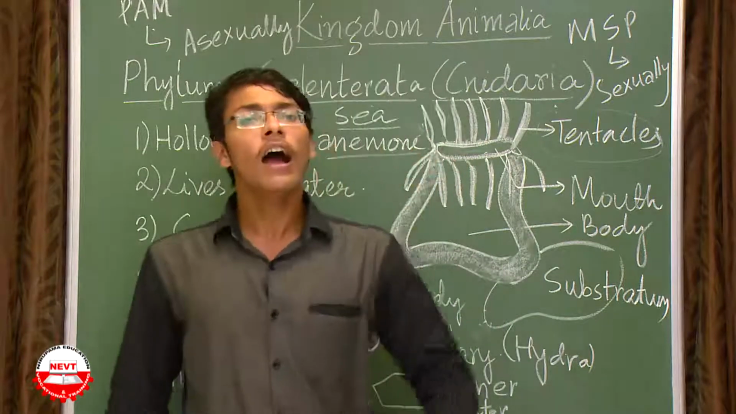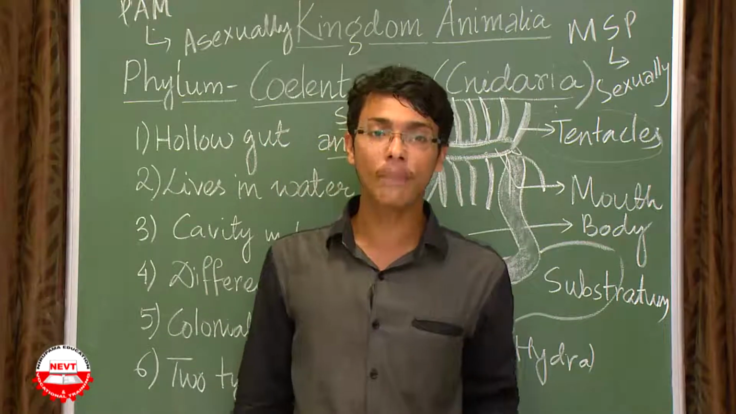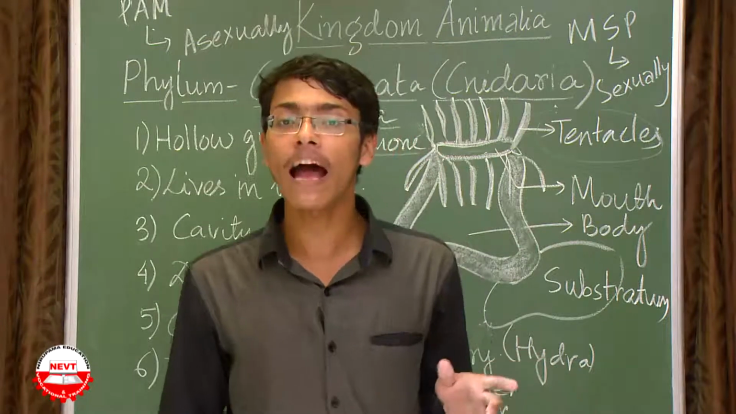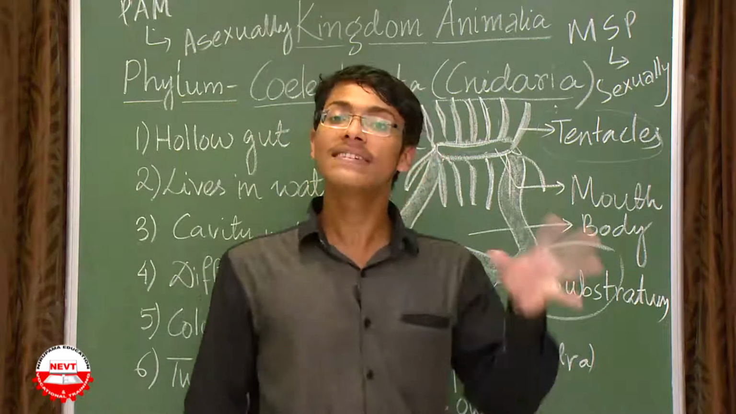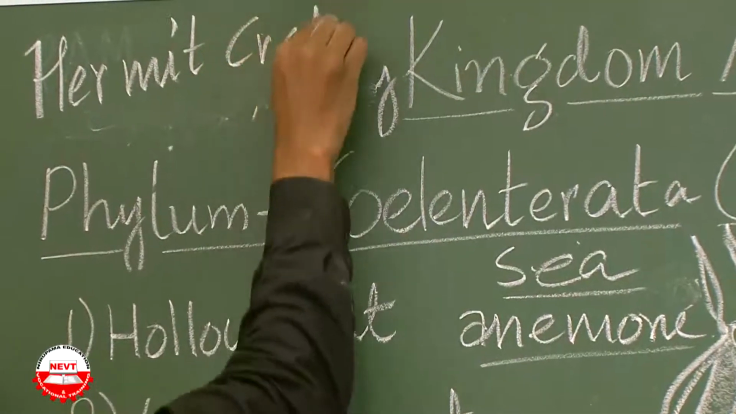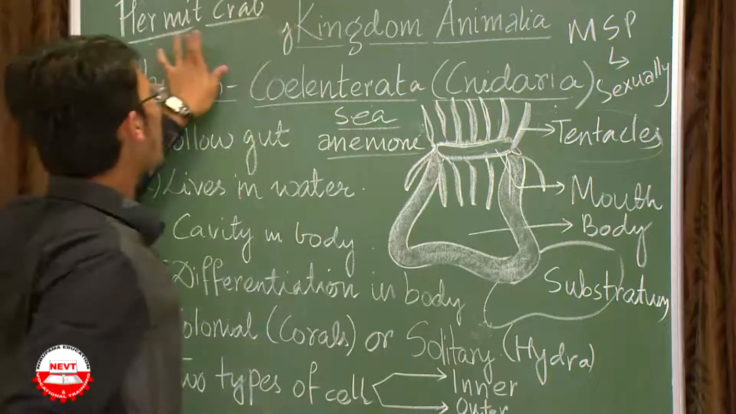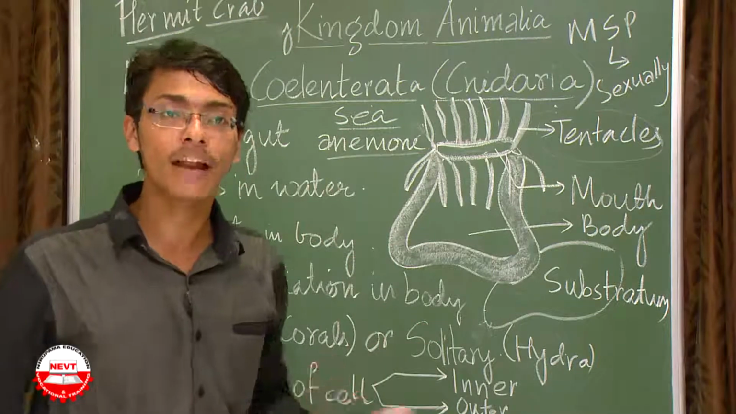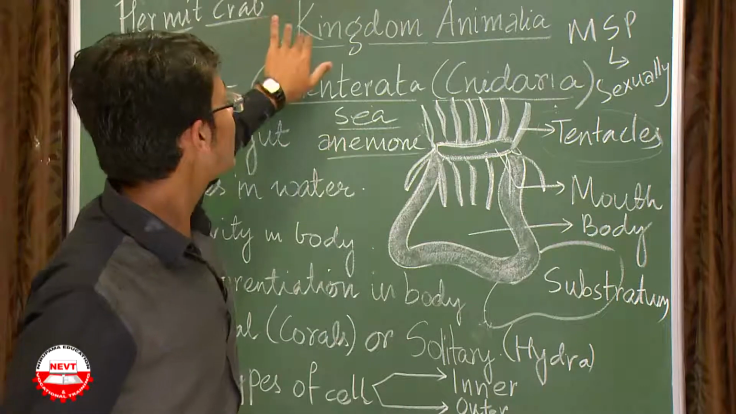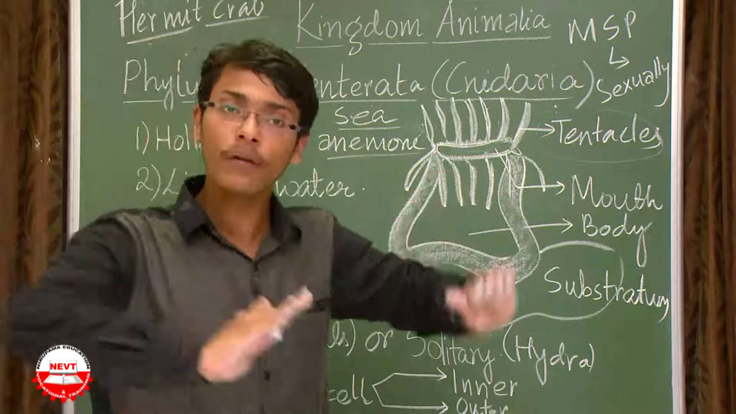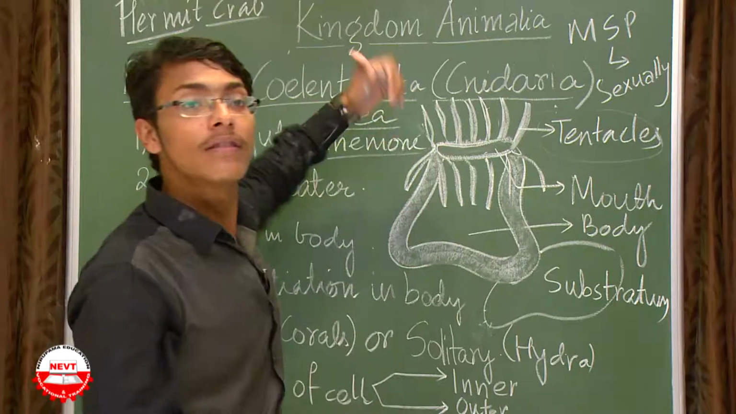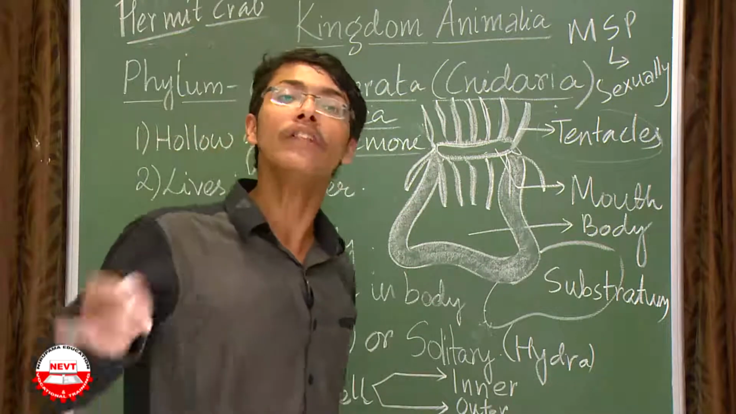A very famous relationship of the sea anemone is studied with the crab. This sea anemone sits on the back of the hermit crab, which is a type of crab. It sits on the back of the hermit crab, and after it sits, the crab goes from one place to another. So the crab carries the sea anemone on its back. And in return, what benefit does the crab get?